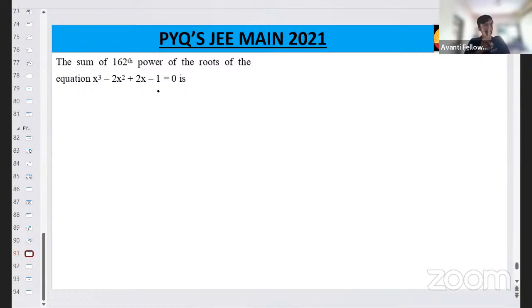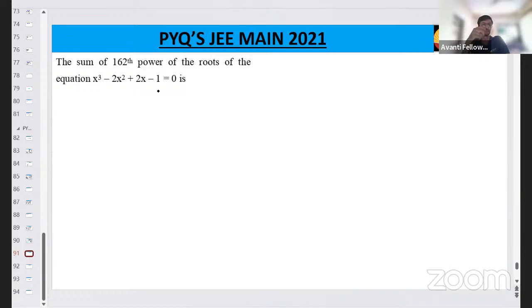I'll give you 2 minutes to try the question and I'll give you a hint. Hint क्या है? The sum of 162th power of the roots of the equation. So equation is cubic. It's very simple, guys. You'll do it. Equation क्या है? Cubic है. If the cubic equation है, तो how do we find roots?